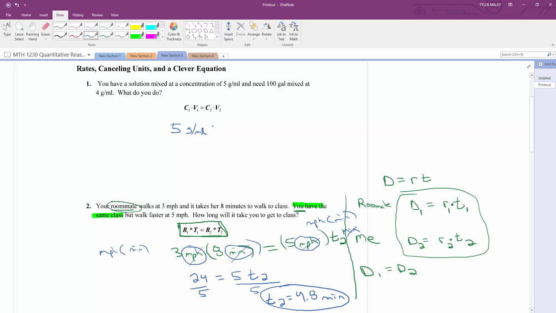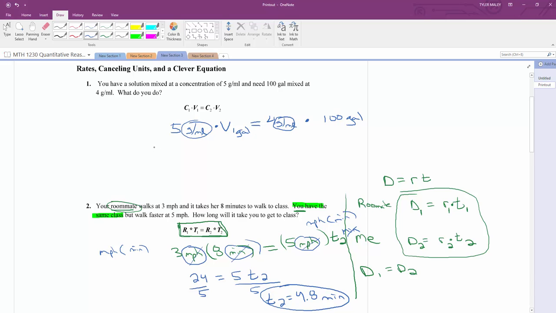In other words, what we're trying to find is V1, the volume that we need to mix with this concentration. So we could do 5 grams per milliliter times V1 equals concentration 2, which is 4 grams per milliliter, multiplied by the other volume, which is 100 gallons. Again, these are the same units on this side for the concentration. That's good. We need the volumes to be the same too, so gallons, gallons, and gallons.